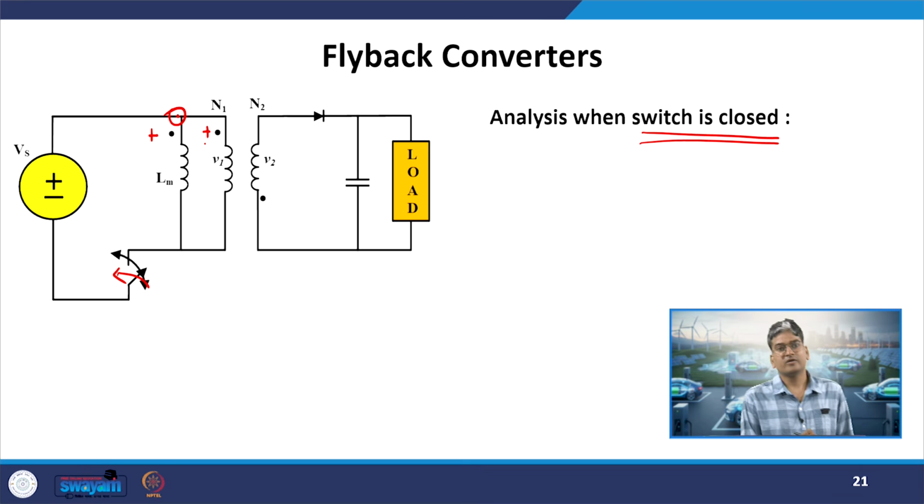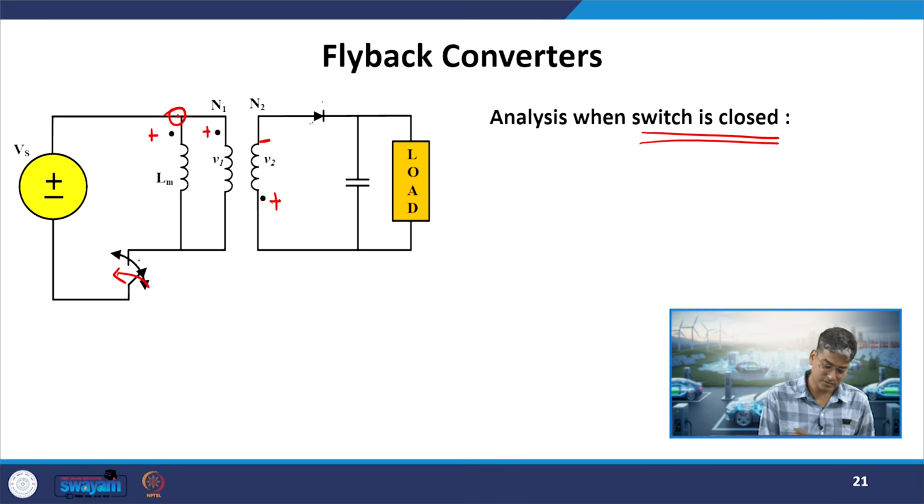Okay. So, if the dot is positive, we know the dot convention: at any point of time, if one of the dots is positive, all the other dots would be positive. So, this dot will also be positive. Now, what will happen to the diode? If the other terminal is positive, obviously the other terminal will be negative. So, this is negative and this is the positive side of my diode. So, my diode is reverse biased.